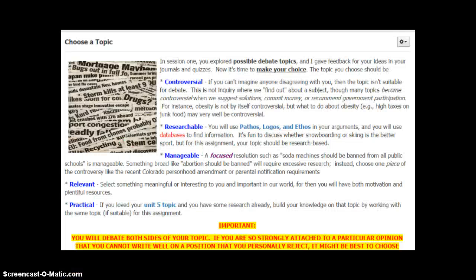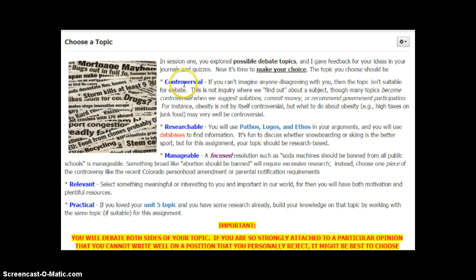Now, as you choose a topic, it's important that you choose something that meets these different criteria. And by the way, this is parallel structure. All of these are adjectives. So if I wanted to finish the sentence, the topic you choose should be controversial, researchable, manageable, relevant, and practical. That sentence would contain parallel structure.